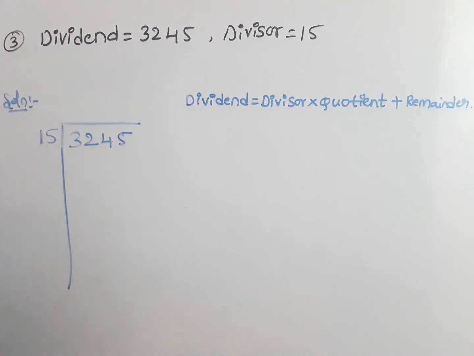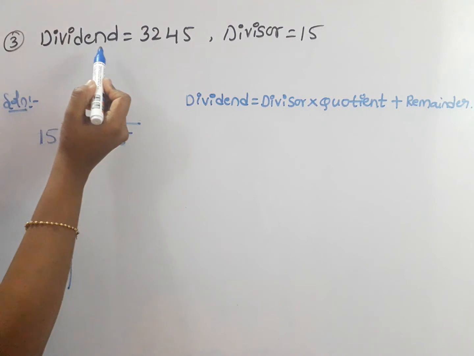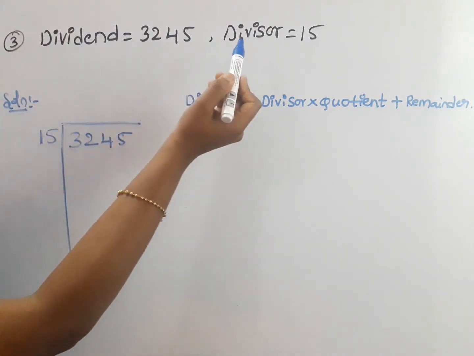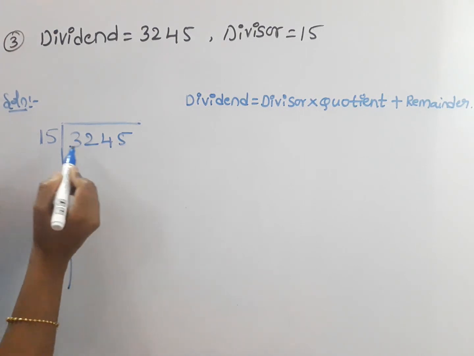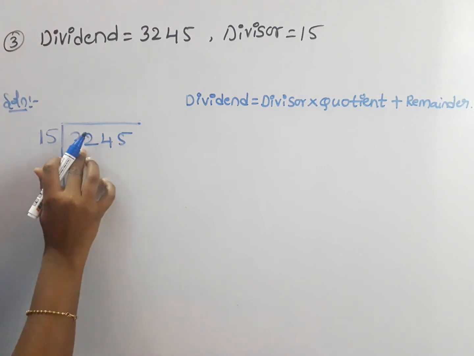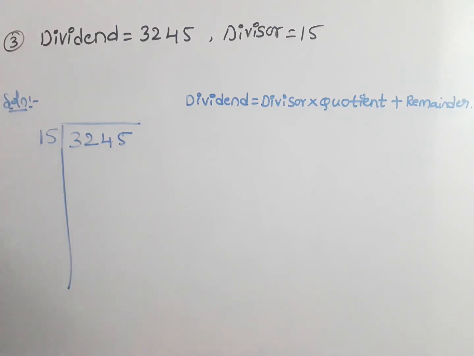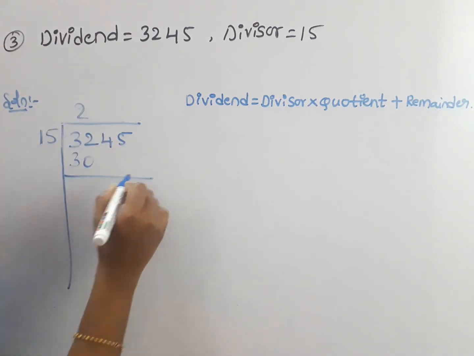The third problem. So here the question is in a different form. So here the dividend is 3245 and the divisor is 15. So now we need to find out the quotient and the remainder. So write the numbers according to the order. So now 32. Consider 32 now. 15 ones are 15. 15 twos are 30. So write here 15 twos are 30.